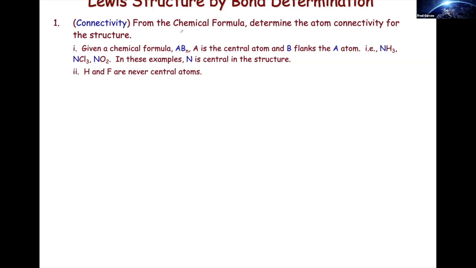Generally, when you're given the formula, the first element in the formula is the central atom. The first element in the formula is the central atom, except when that element is hydrogen or fluorine. The reason hydrogen and fluorine can never be central is because a central atom needs to have more than one bond. More than one bond requires a minimum of 4 electrons, 2 here and 2 here. Hydrogen and fluorine can never have 4 electrons committed to bonding, especially hydrogen, so they can never be central.